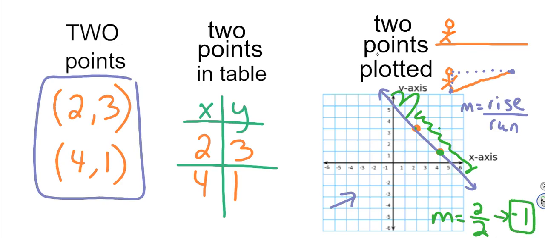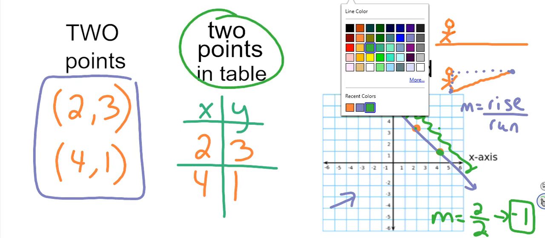So I wonder if our 2 points, though, were something crazy like 1731 and negative 42, 1003. We wouldn't plot them, right? We couldn't find the slope that way. So we need a second way to find the slope of a line given 2 points. And that's where our table comes in.